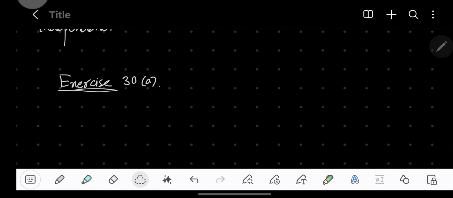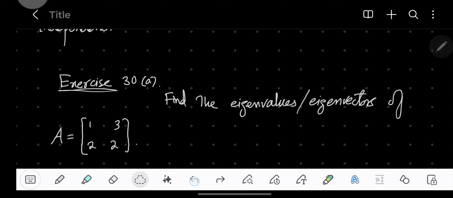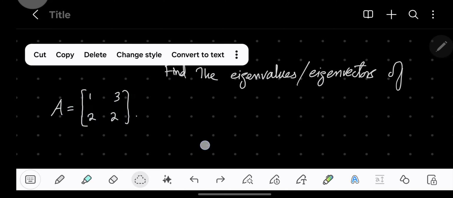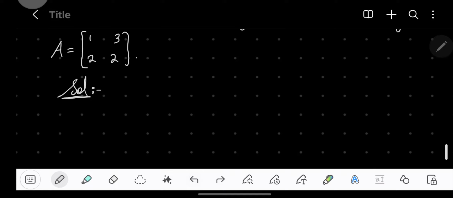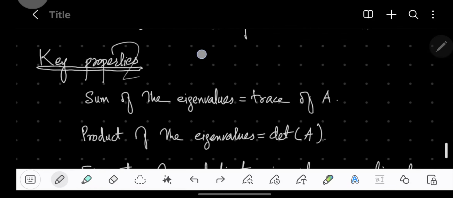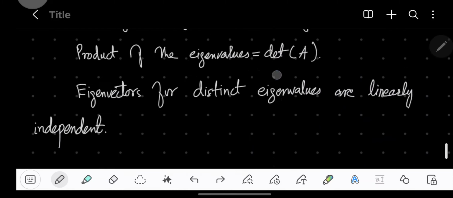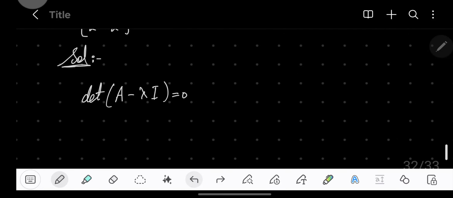So now we will solve an exercise to find the eigenvalues and the eigenvectors. In this exercise, we have to find the eigenvalues and the eigenvectors for this matrix A. So here is the solution. In order to find the eigenvalues, here are the steps. First of all, we have to compute the determinant of A minus lambda I, and equate it to 0.